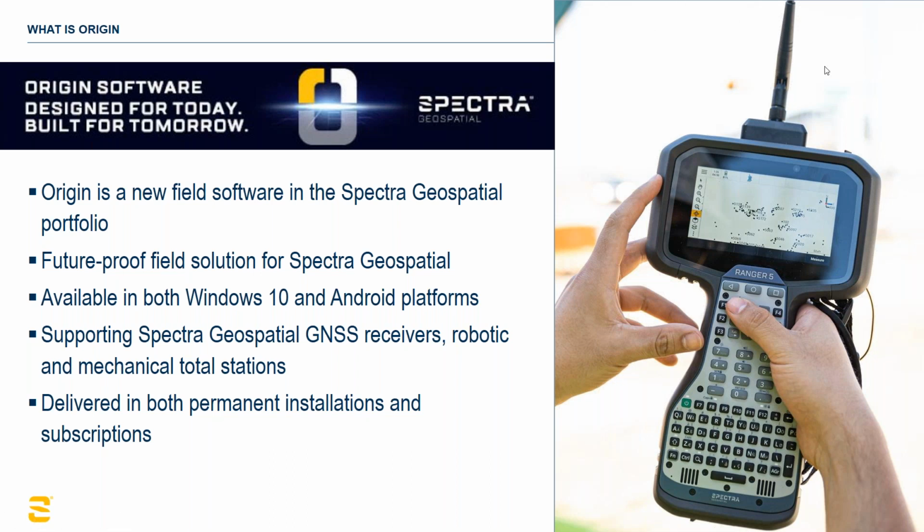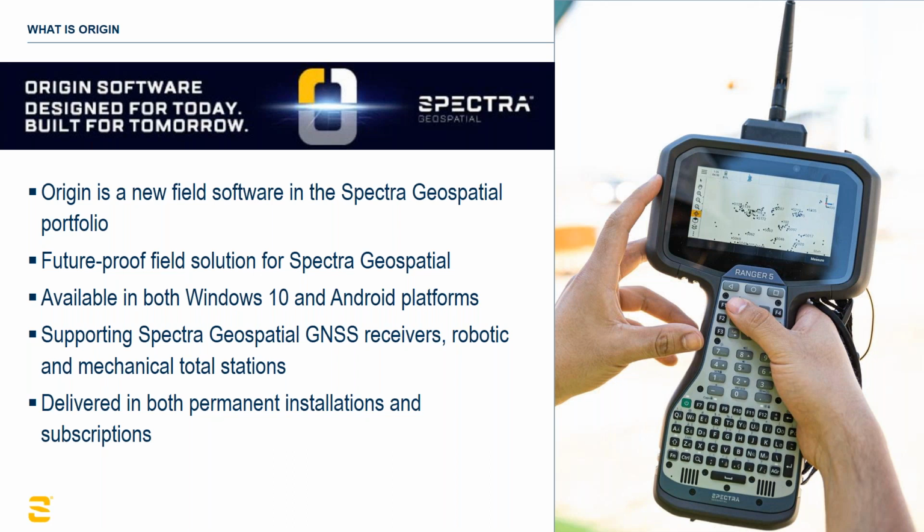So Origin is a new survey and field software which we are adding to the Spectra Geospatial portfolio. One of the reasons that we did this is to future-proof the field solutions within Spectra. Some of our software is a little behind, especially in the security area. There's a lot of heightened security around software and other components these days, you probably read about it in the news almost every day. Origin will be available on Windows 10 and Android platforms.